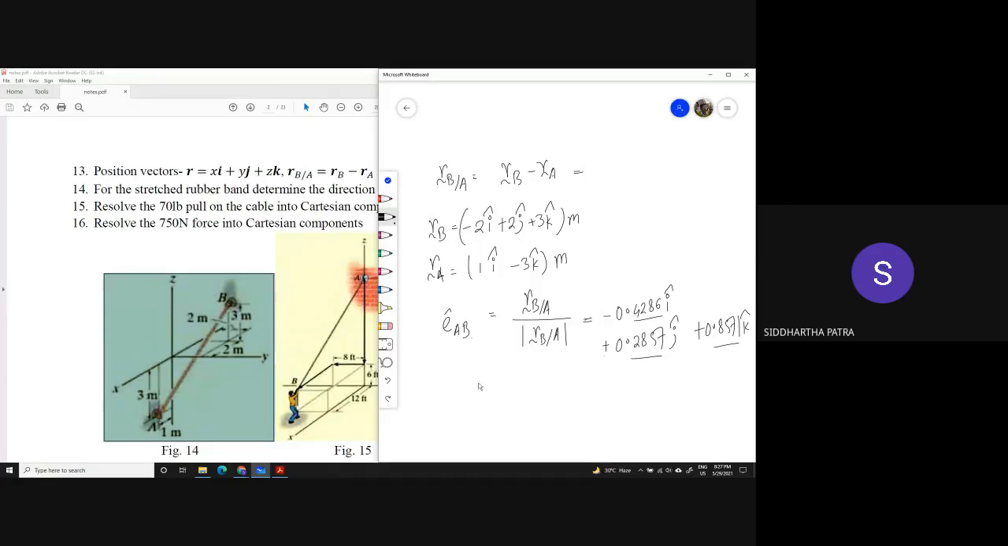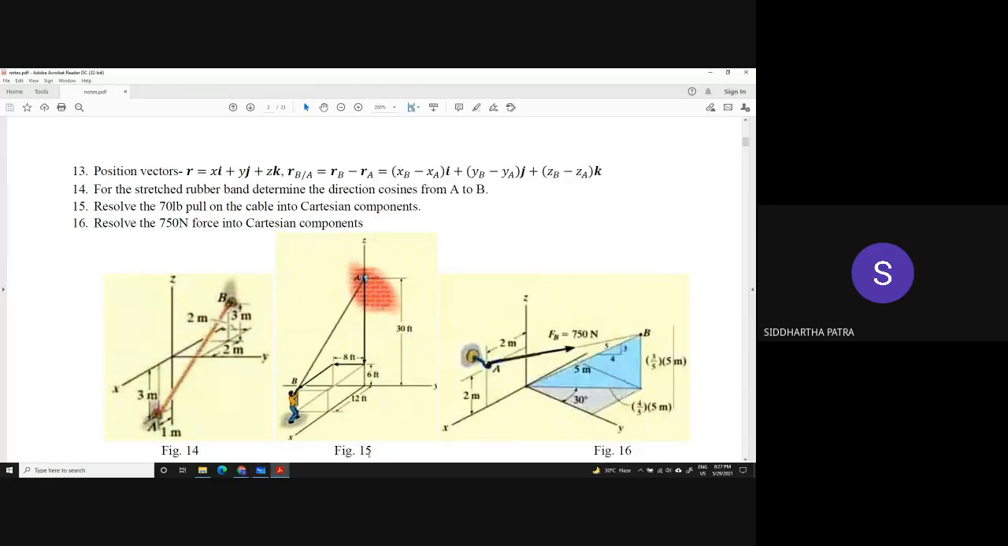So okay, the next problem is problem number 15. This time the lengths are given in feet. Try to get the position vector of B, position vector of A, and then the position vector of B with respect to A, and that is the direction in which the person is pulling the rope. If it is a 70-pound force, I need you to give me the tensile force on the rope in Cartesian components.